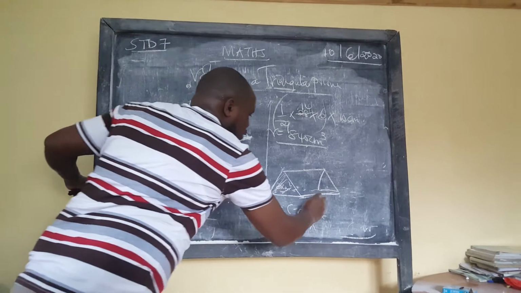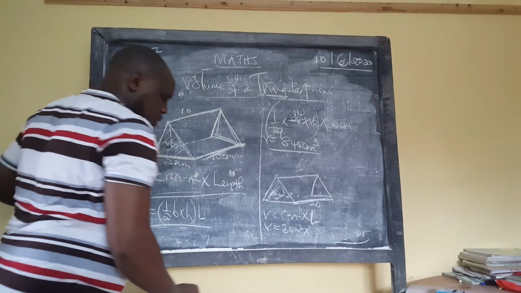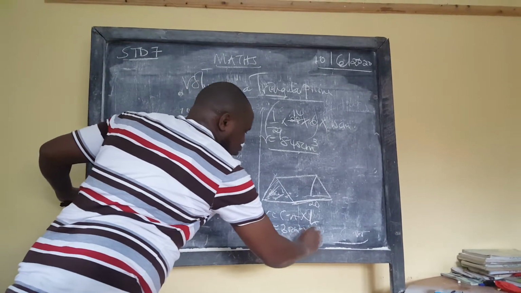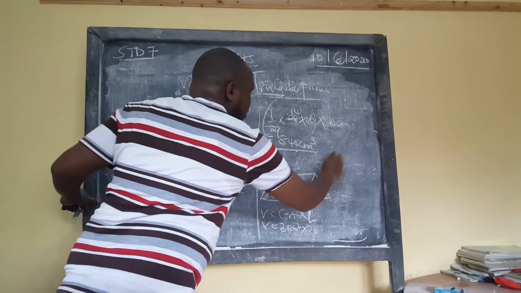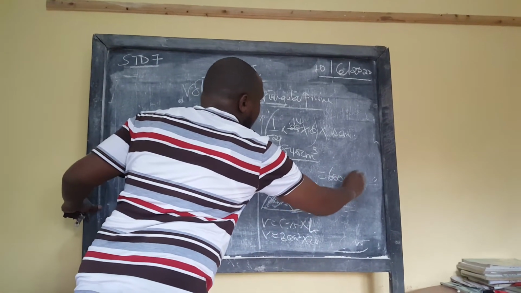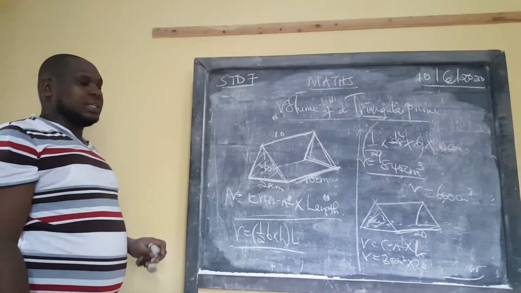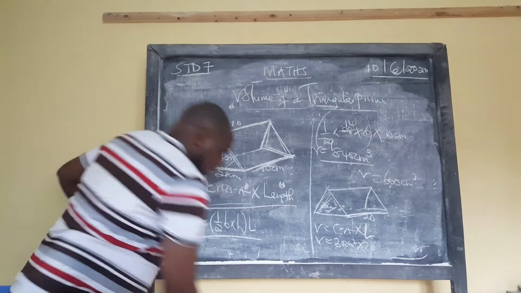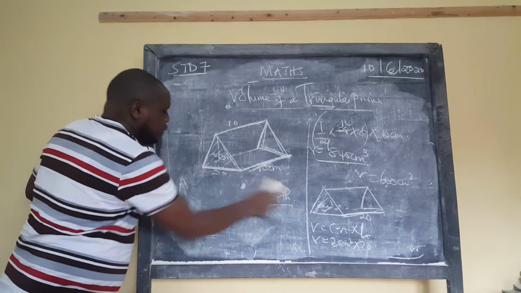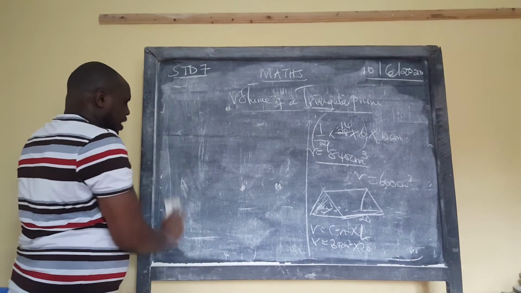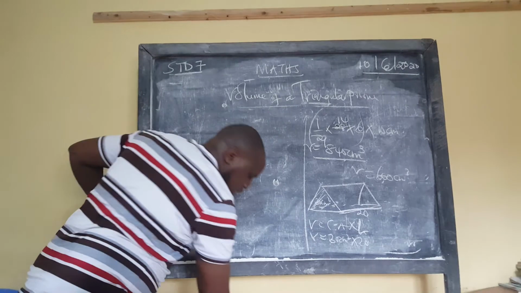So the length they have given you is 20. So this is going to be 30 times 20, and that is going to give you 600 cubic centimeters. Our volume in that case is going to be 600 cubic centimeters. So that is exactly how we do it, Lana. But remember, we are dealing with length, not height.